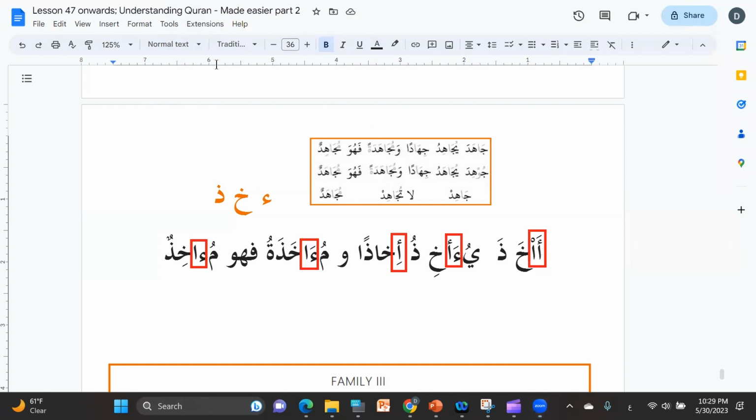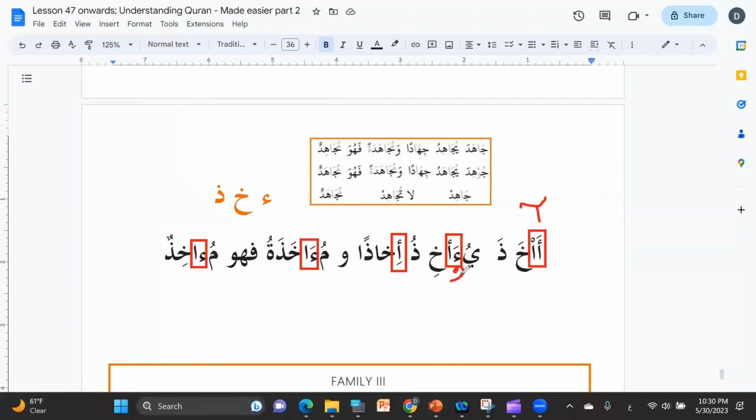Akhizun. Here we are going to put akhaza. Over here, we remember last time we discussed that Hamza needs a chair, and which chair is going to be there for Hamza depends upon the harakah before it. So if there is a dhamma before Hamza, then we are going to put the chair waw.